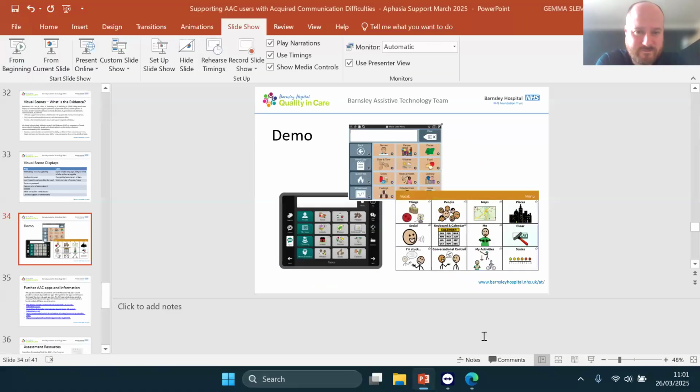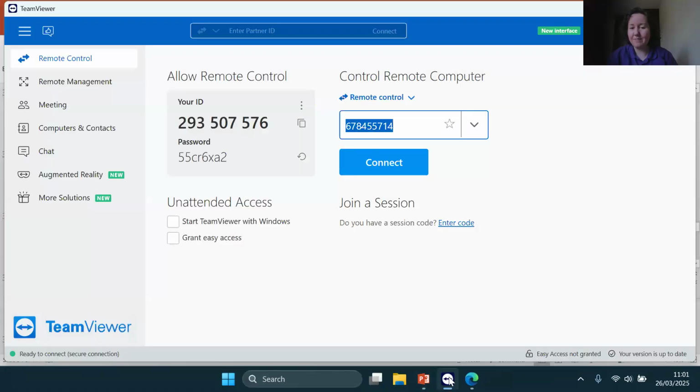Okay, so I'll just share my screen then. Share my iPad screen. I just need to connect to my iPad. Can you still see the TeamViewer that's just come up? Yes. Oh, great. Okay.